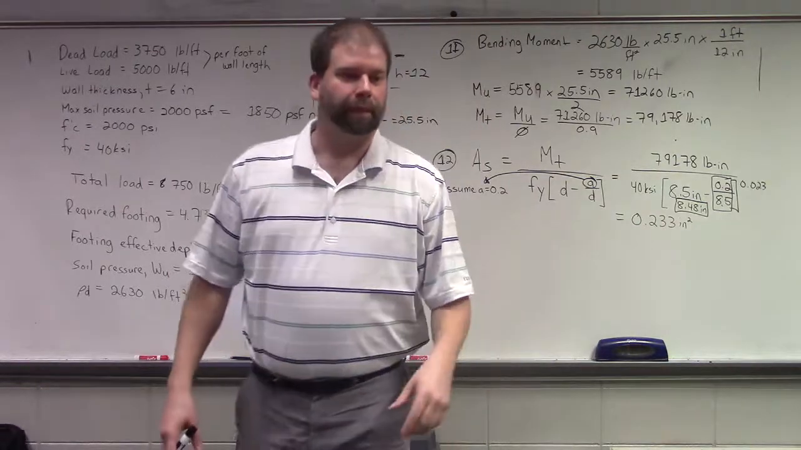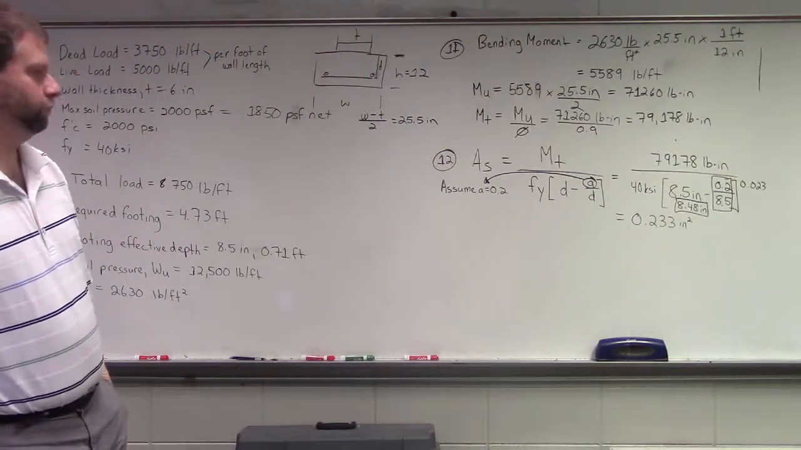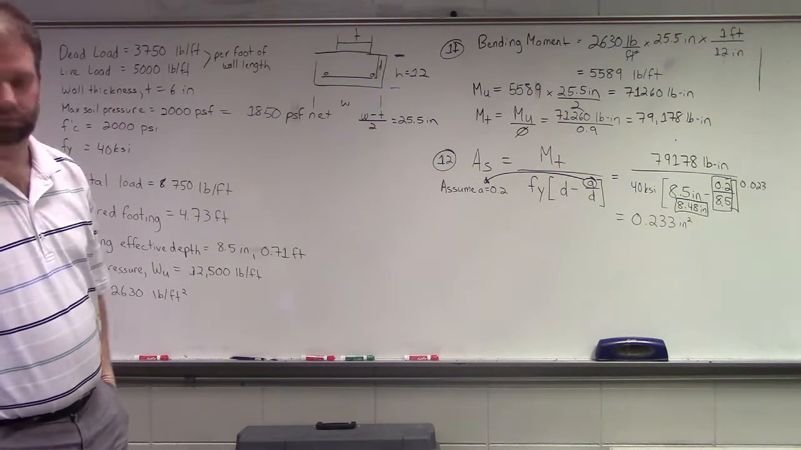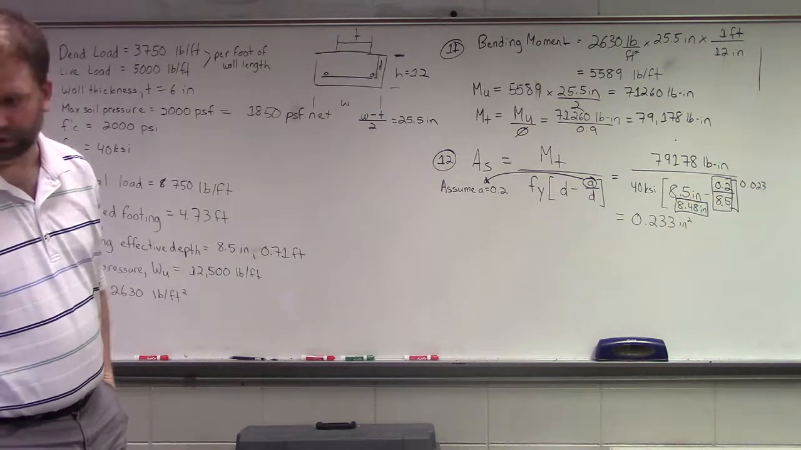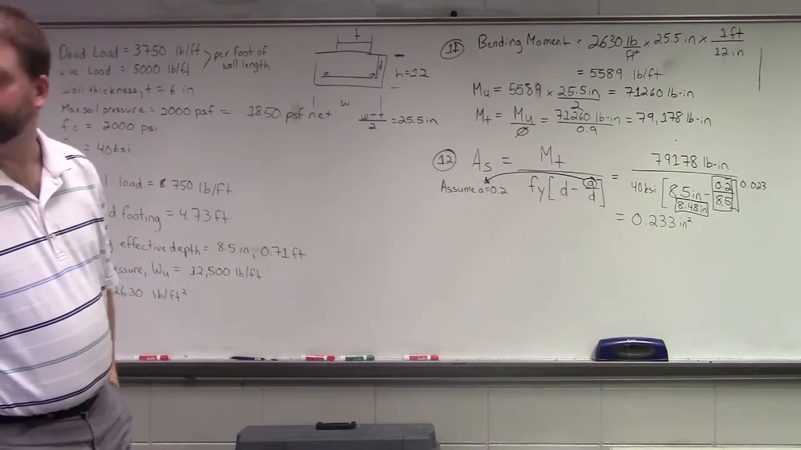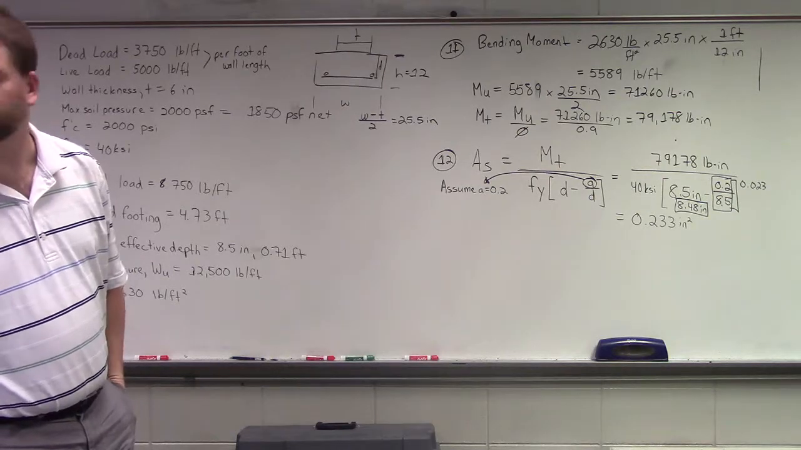Hold on. So 40,000 times 8.48, 339,200. That's what I got. Yep, 339,200, roughly. Okay. So, I get 0.005 feet. 0.005 square feet. Yep.